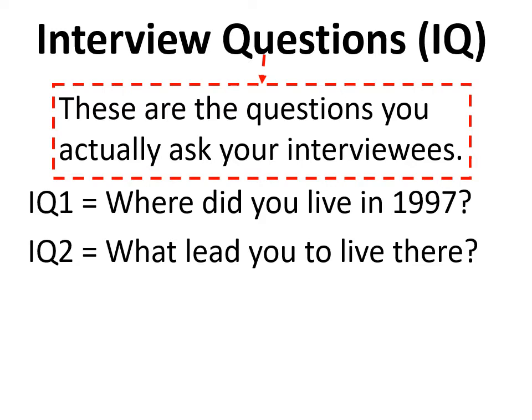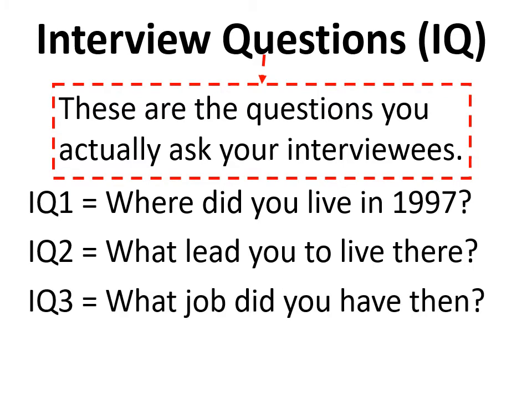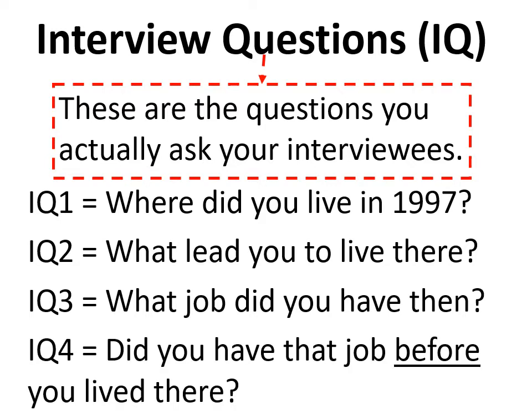Or I lived there because I initially went to college there, or I initially went to university there, right? So there can be all kinds of reasons that led people to live in that place in 1997, wherever that place is. And then I ask, what job did you have then? So in 1997, when they got there, what kind of job did they have? And then in question 4 here, did you have that job before you lived there?